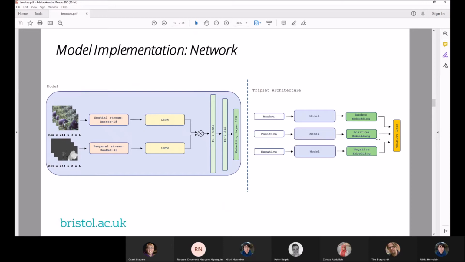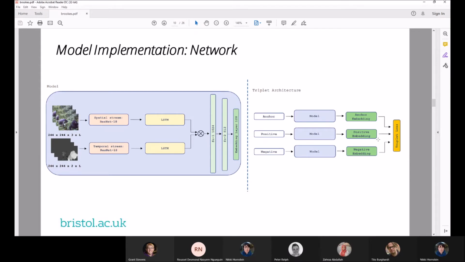The first one is spatial, and that's represented by 3-channel RGB images, or sequences of RGB images, I should say. Then we have the temporal stream, which is a sequence of optical flow images. For those who don't know, optical flow images are a way of tracking the motion of an object across sequences of frames. We use the ResNet 18 CNN architecture for feature extraction, and an LSTM, which is a type of recurrent neural network aimed at capturing long-range dependencies between data, is appended to the end of each of those networks. We then push that through two fully connected layers after concatenation and into a 128-dimensional embedding space.